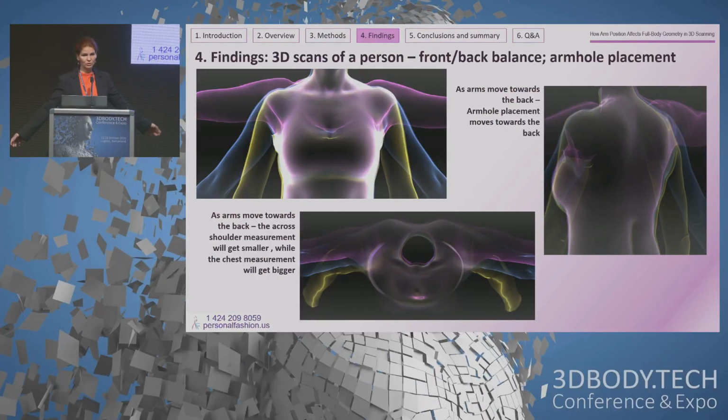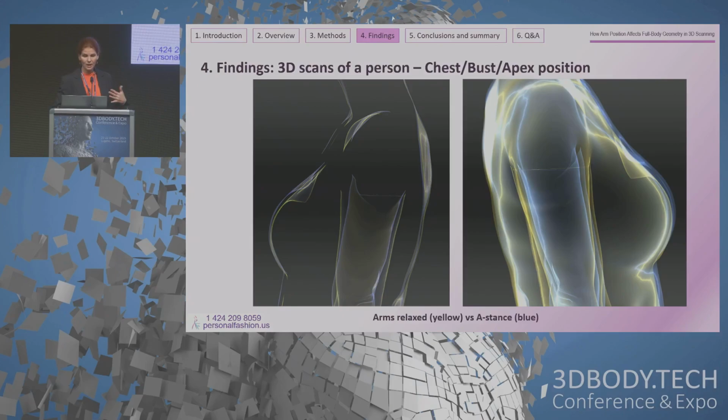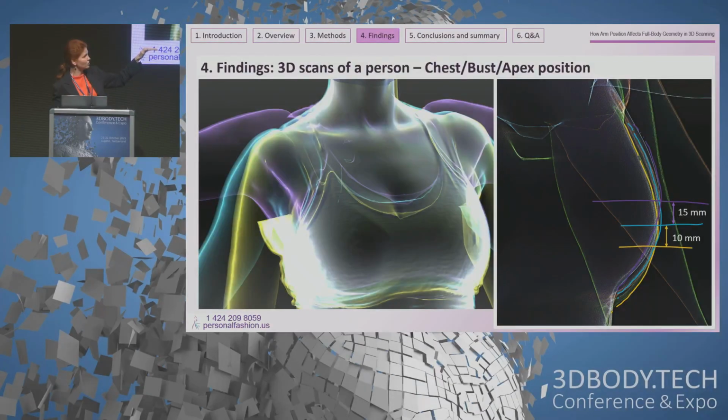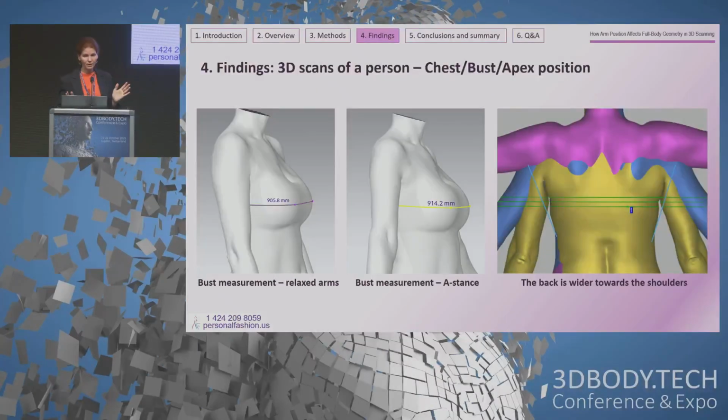So if the arms go more towards the back, that makes the across back measurement shorter and the across chest larger. As the chest rises, it changes the position of the apex. And you can see that the apex shifts from the lower arm position about 10 millimeters, and in the full T-stance, about 15 millimeters. Because we are measuring higher in the back, where the back becomes wider, we are reading a very different measurement. So in both cases, we are measuring the bust, but actually we are measuring different parts of the back, depending on whether we are measuring in the relaxed arm or A stance.